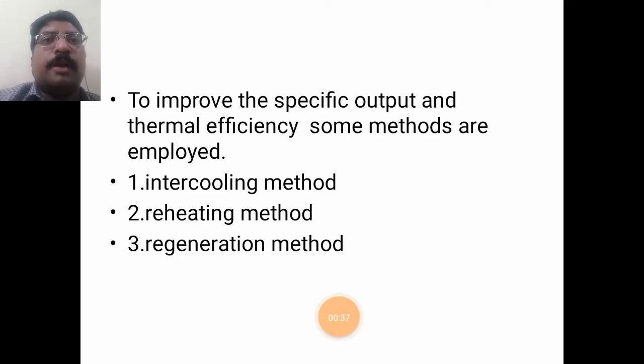So what is thermal efficiency? Thermal efficiency is nothing but the ratio of work output to the amount of heat supplied. When work output is increased, automatically the thermal efficiency is going to increase. Hence we are implementing three methods to improve the thermal efficiency. The first method is the intercooling method, the second method is the reheating method, and the third method is the regeneration method.